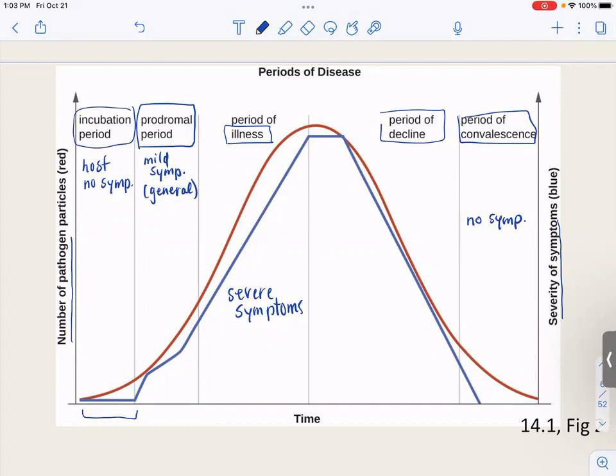When is the host contagious? Well, it depends on the infection. The host could be contagious during any one of those 5 stages. It's particularly difficult to control an infectious disease when people are contagious even in the incubation period, because they're out and about, they feel fine, they don't have any symptoms.